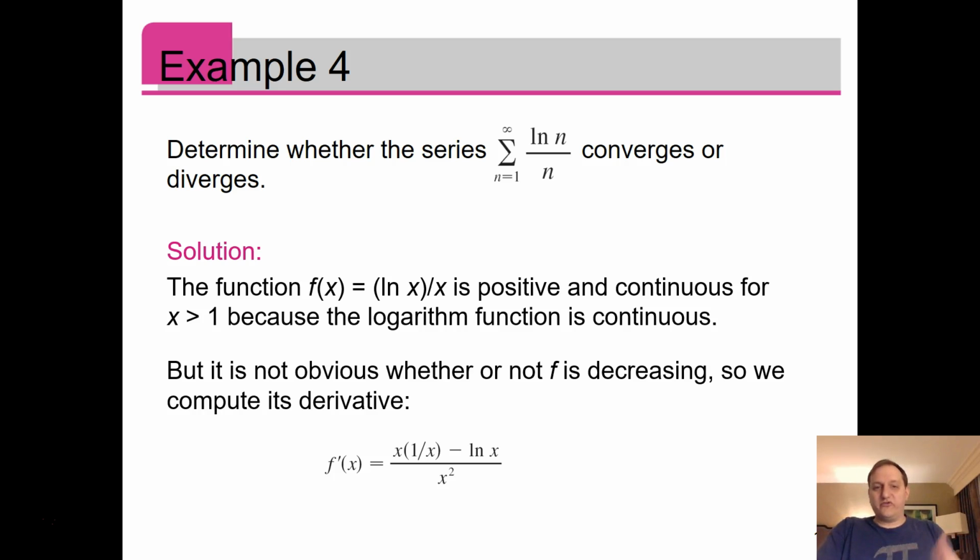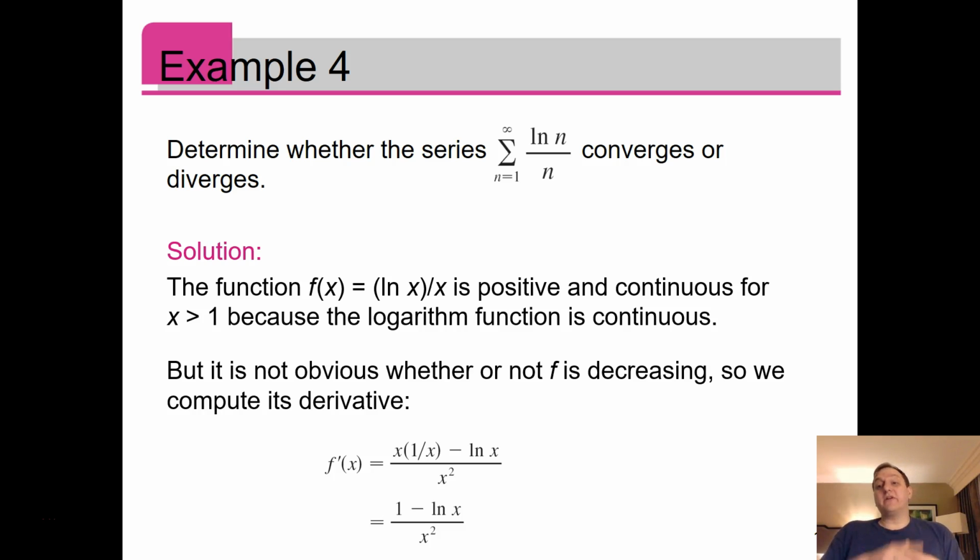Using the quotient rule, we compute the derivative as f prime of x equals x times 1 over x minus natural log of x over x squared, which simplifies to 1 minus natural log of x over x squared. So the question is, when is that negative? That is negative as long as x is greater than e.